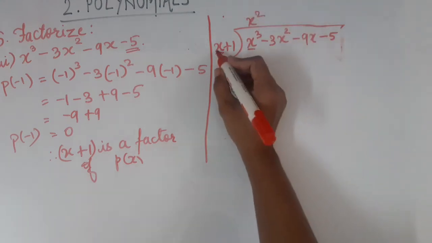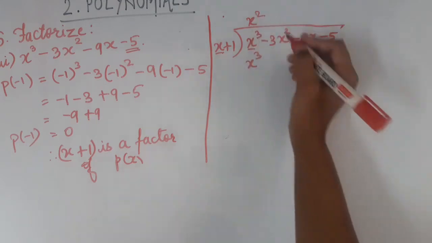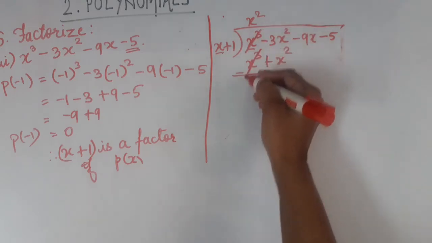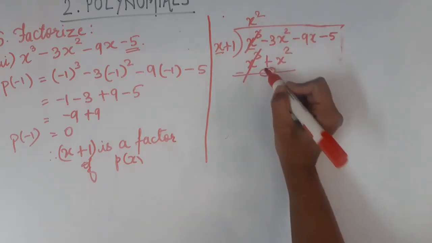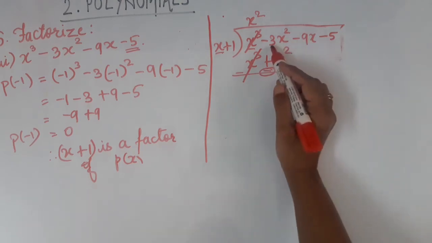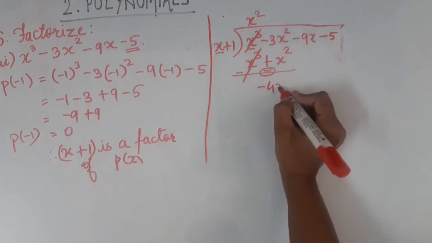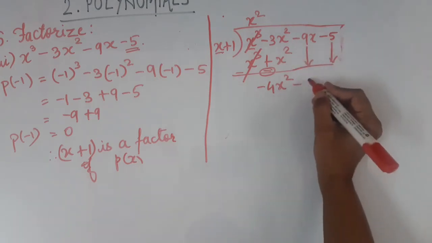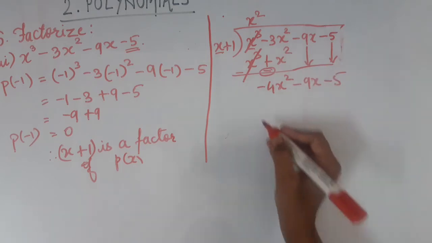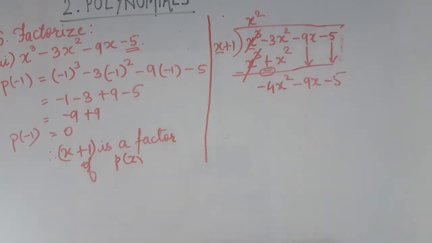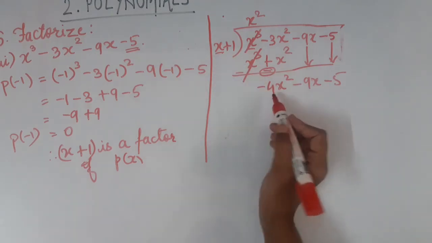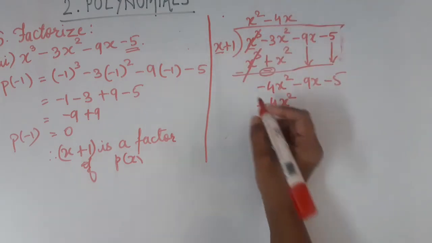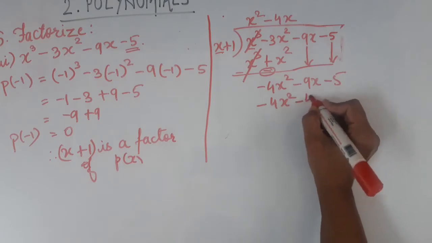x square. So x into x square, x cube, 1 into x square plus x square. Change the signs. So x cube minus x cube cancel and consider the lower sign always now. So minus 3x square minus x square you will get minus 4x square. Right? Now take other terms down there. So you will get minus 9x minus 5. Okay. Now again check the first term of dividend and divisor. So with what should I multiply x so that I'll get minus 4x square? With minus 4x. x into minus 4x I'll get minus 4x square. Then 1 into minus 4x I will get minus 4x.